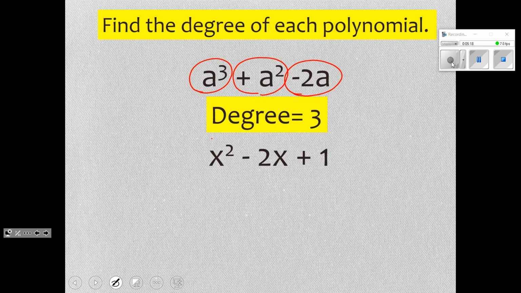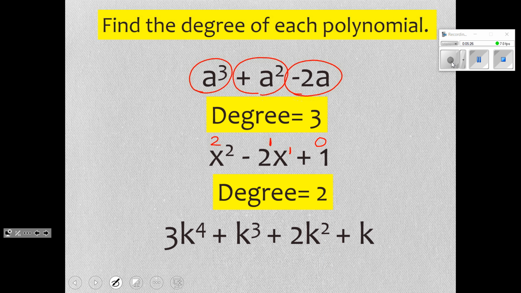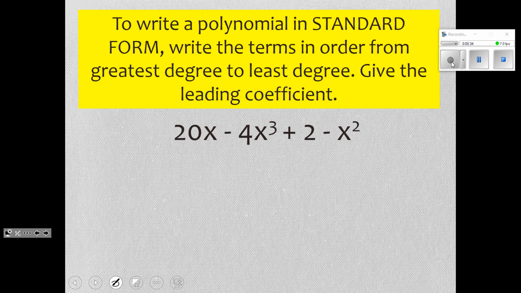X squared has a degree of 2. It has a degree of 1 because there's an exponent of 1 and 0, so the degree is 2. Here we have a degree of 4, 3, 2, and 1, so the degree of the entire polynomial is 4. Now these are not written in standard form, so you're going to write them in standard form and then find the degree of the entire polynomial.